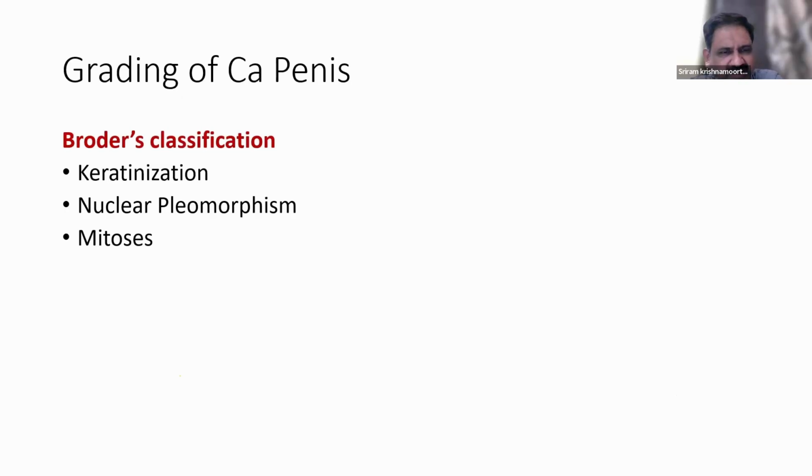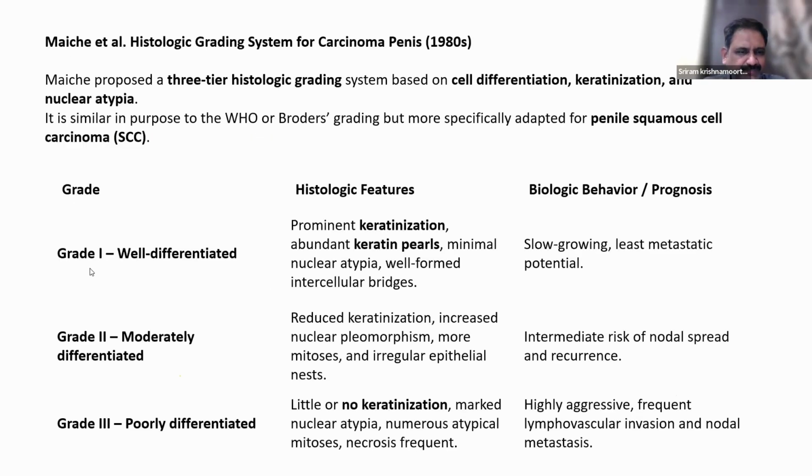So the three parameters that are taken into consideration are the degree of keratinization, the keratin pearl formation, the pleomorphism that you see in the nucleus, and the extensive mitosis that you get in the cells. These three will help you to distinguish well differentiated from moderately differentiated and from poorly differentiated.